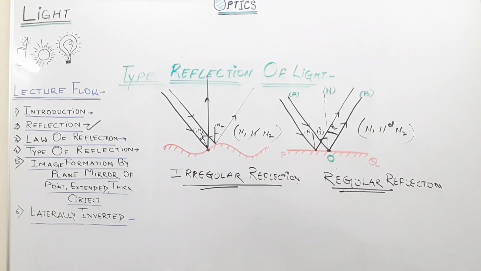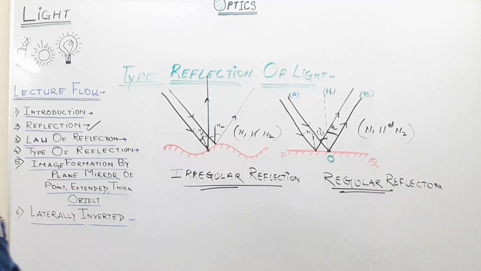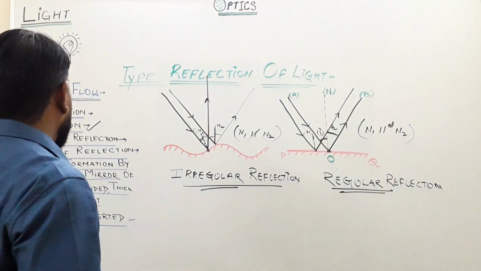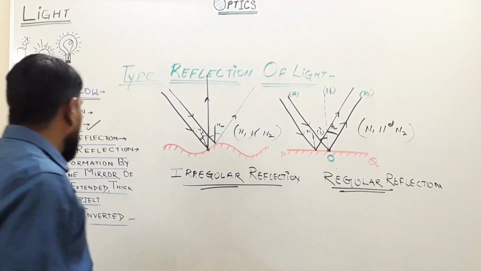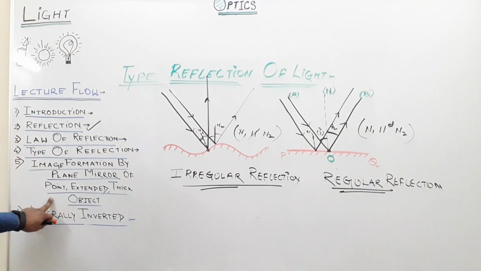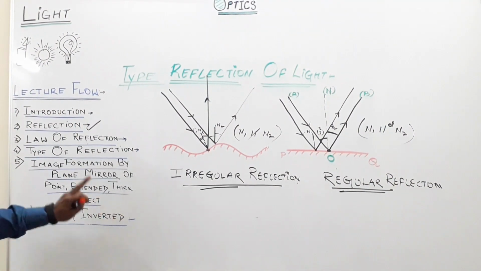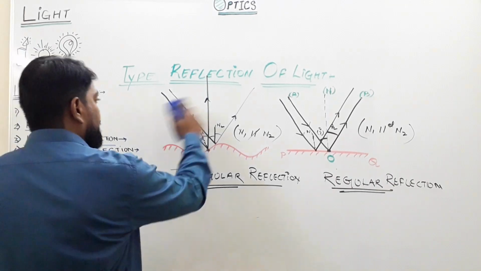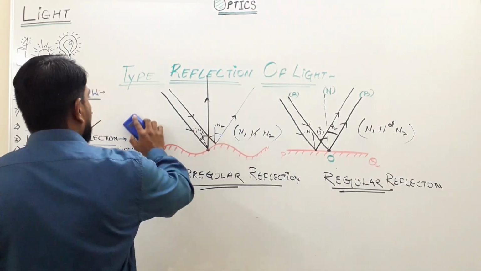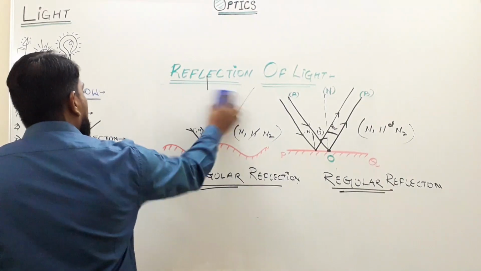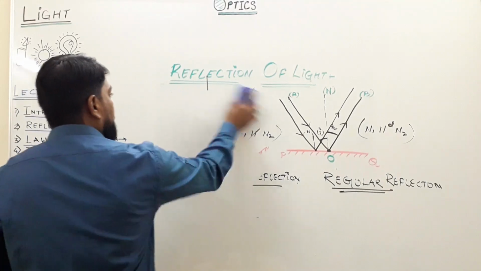So we will now go to another topic. That is image formation by plane mirror of point, extended and thick object. Now this one is all about reflection, where we will discuss the types of reflection also.